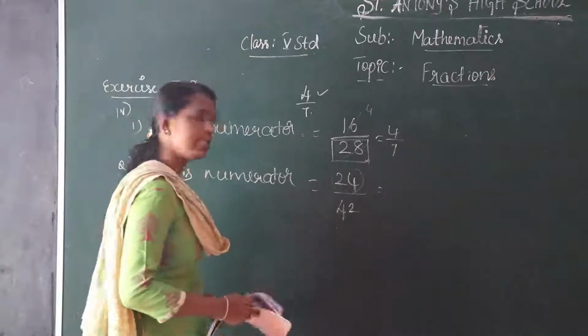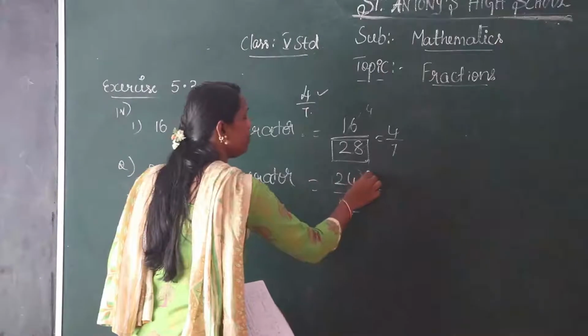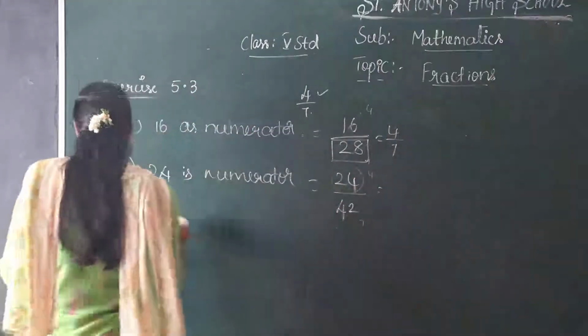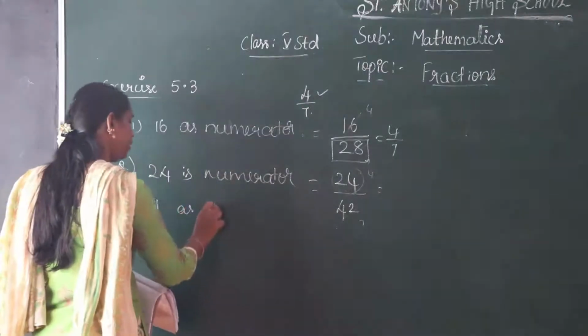Okay, 6 7s how much? 42. So when we divide this one, you get 6 4s are 24, 6 7s are how much? 42. Like that you have to write. Okay. Third one is 21 as a denominator.